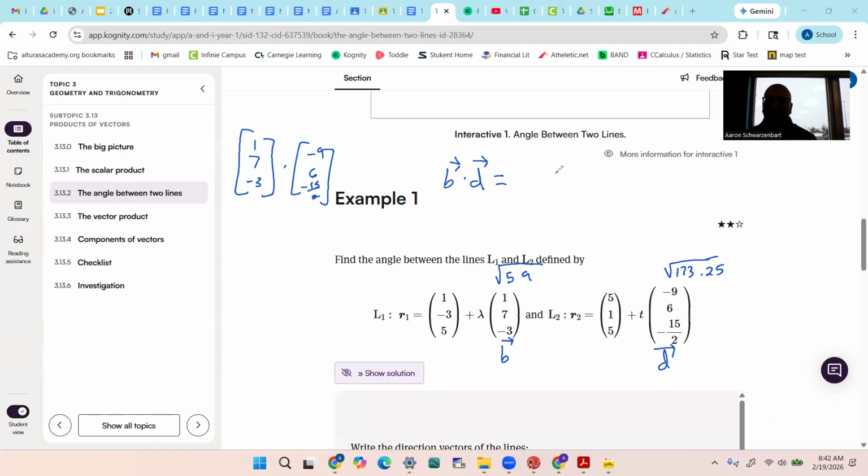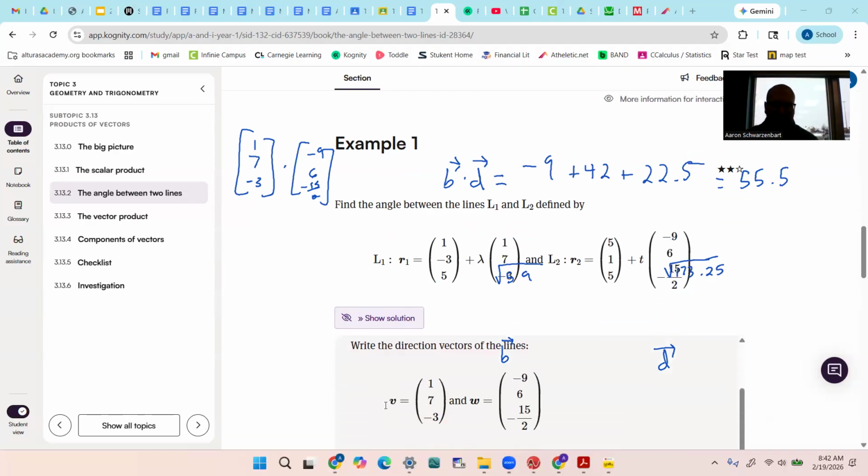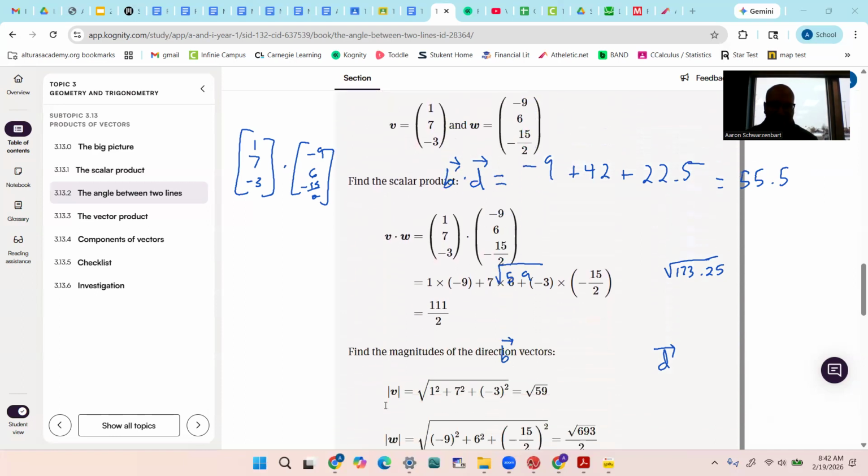Yep. And so the dot product is -9 plus 42 plus 22.5. 55.5. To make sure I got that right. Yes.